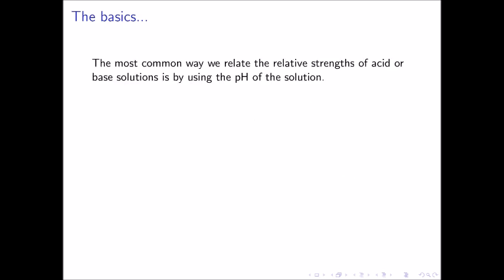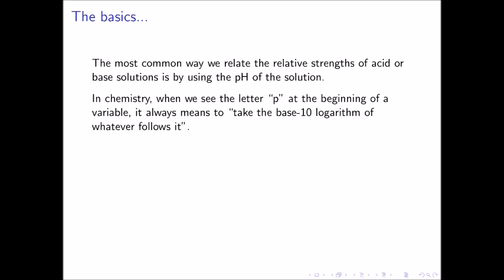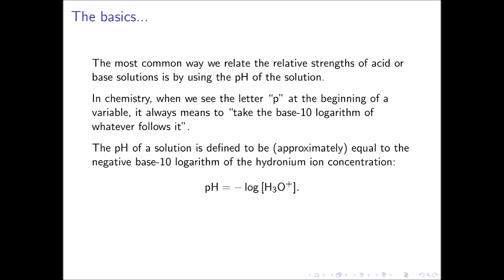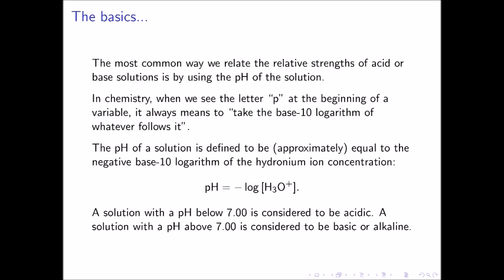When we relate the relative strengths of acid or base solutions, this is most commonly done using the pH of the solution. In chemistry, whenever we see the lowercase letter p at the beginning of a variable, it always means take the negative base 10 logarithm of whatever follows it. Therefore, the pH of a solution is defined to be approximately equal to the negative base 10 logarithm of the hydronium ion concentration. Any solution with a pH below 7 is considered to be acidic. Any solution with a pH above 7 is considered to be basic or alkaline.